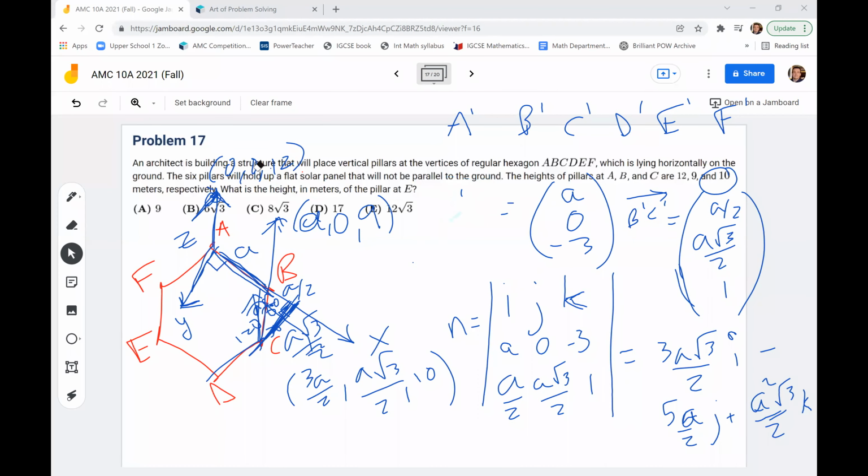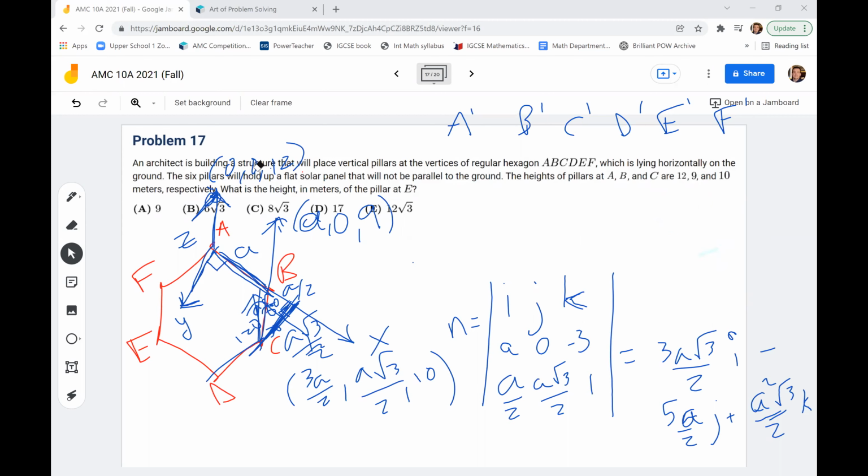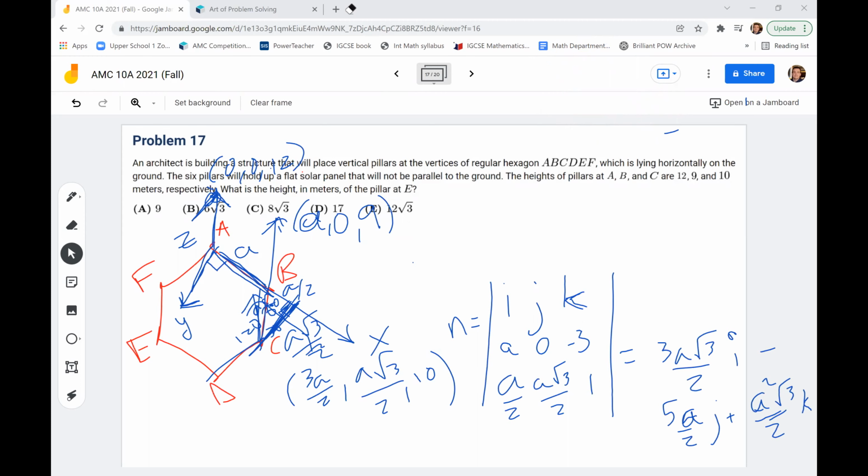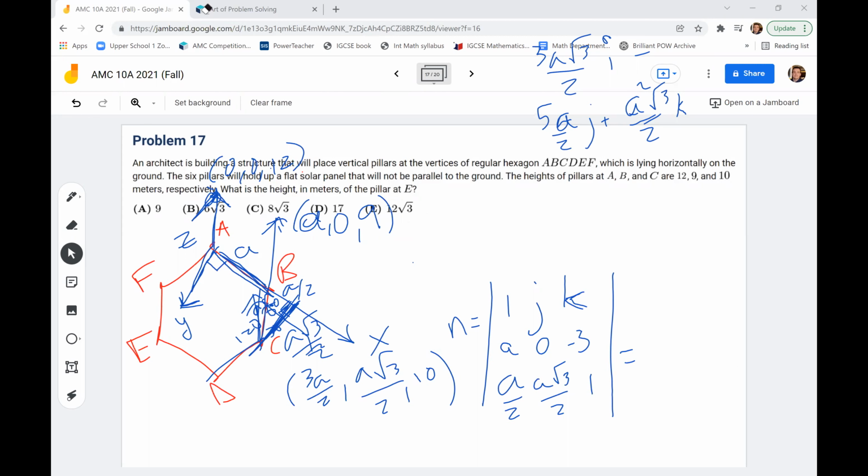Okay, so I'm going to erase to make some room. So yeah, I got that. Let's bring this over here just so we can remember it. That's going to be our normal vector to the plane we're trying to find. Okay, now I'm going to erase to make some room.